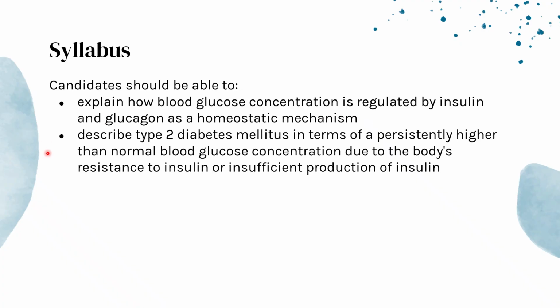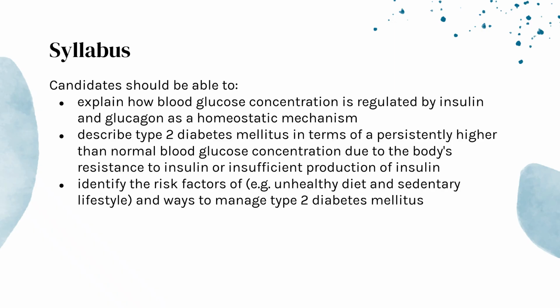You have to learn how to describe type 2 diabetes in terms of a persistently higher than normal blood glucose concentration, due to the body's resistance to insulin or insufficient production of insulin. You have to identify some of the risk factors of diabetes and ways to manage type 2 diabetes. Quite simple for the third bullet.